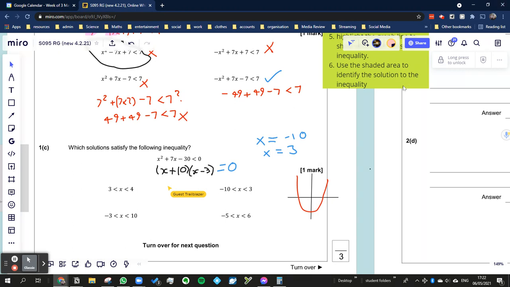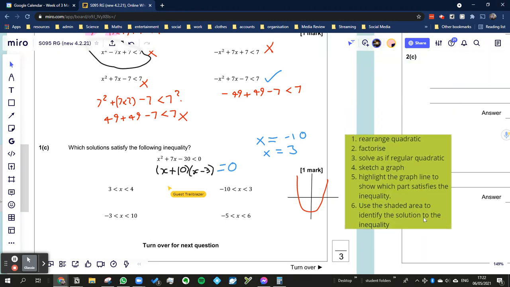So what I came up with is a brief set of stages. You first rearrange the quadratic. It's already rearranged, already written as a quadratic. You then factorize, and then you solve it as a regular quadratic. So we imagine it's equal to 0, and then we solve it. Without going into how to solve quadratics, I'll just jump to the answers: x is equal to negative 10 or x is equal to 3.